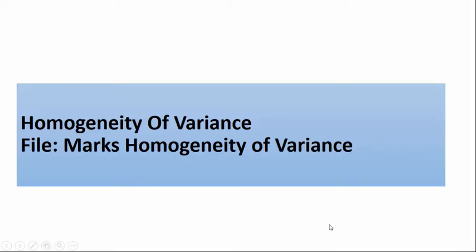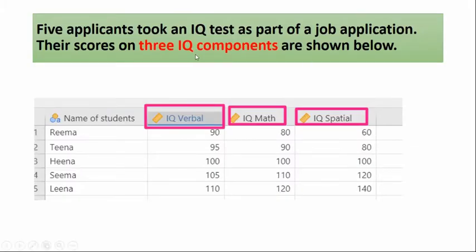Next assumption, homogeneity of variance. Friends, to understand the assumption of homogeneity of variance, I have a small file. File name, marks homogeneity of variance. 5 applicants took an IQ test as a part of a job application. Their scores on 3 IQ components were recorded: IQ verbal, IQ math, IQ social. There were 5 students only: Rima, Tina, Hina, Seema, Leena. We can write them as 1, 2, 3, 4, 5 also.